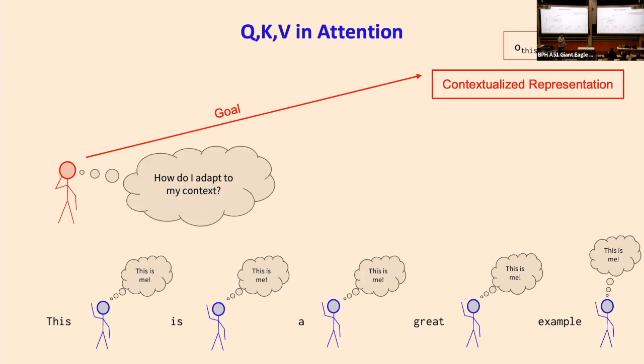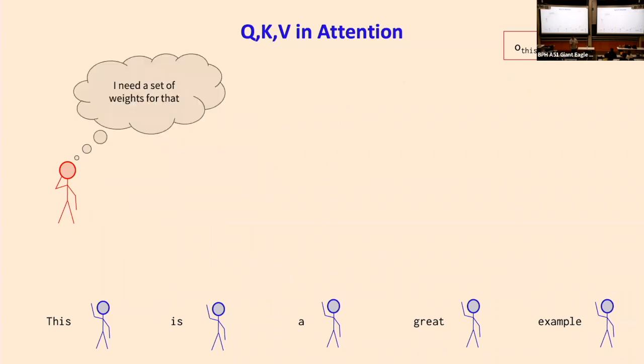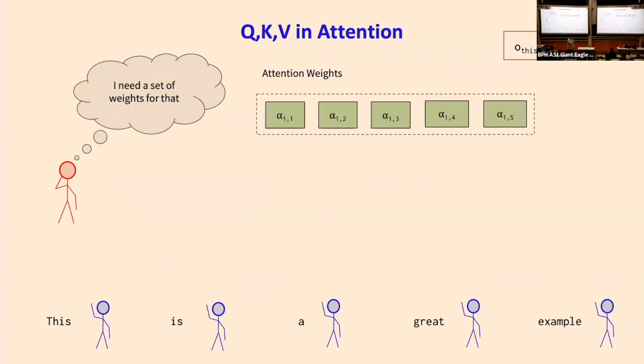And one way that I can do it in a very straightforward manner, since I have all this other information here, is to take a weighted sum, right? Pretty simple. But to do a weighted sum, I naturally need weights, right? I can't do a weighted sum without weights. So let's assume we have a set of weights, which we will call attention weights. And once we have the weights and we take the information from all these people, we can figure out what our contextualized representation would be, right?